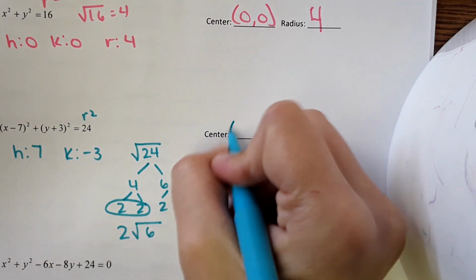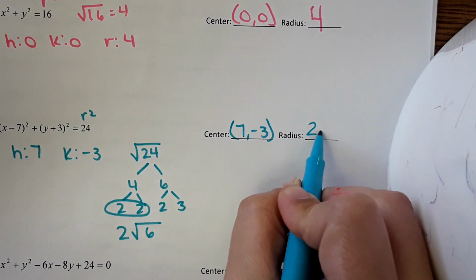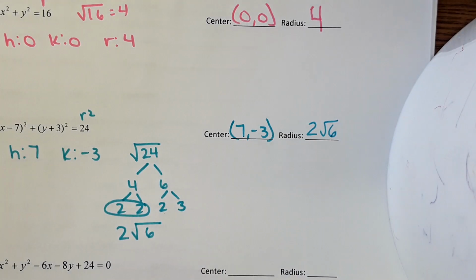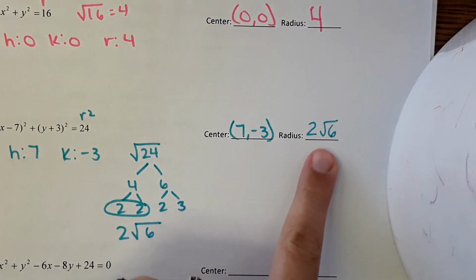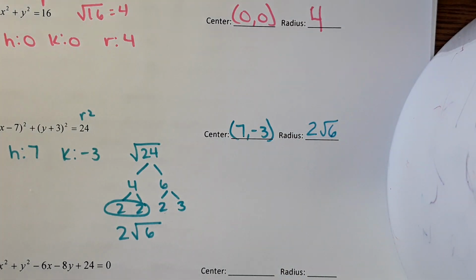So for the center, 7, -3, and then radius 2, square root of 6. If you needed to sketch out or graph this one with this radius, you could plug that into a calculator and get the decimal and try to do it that way.